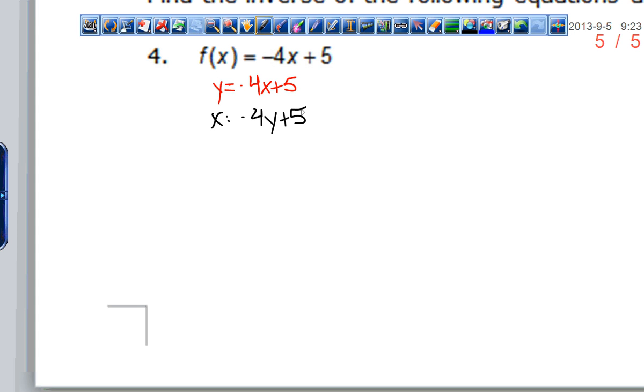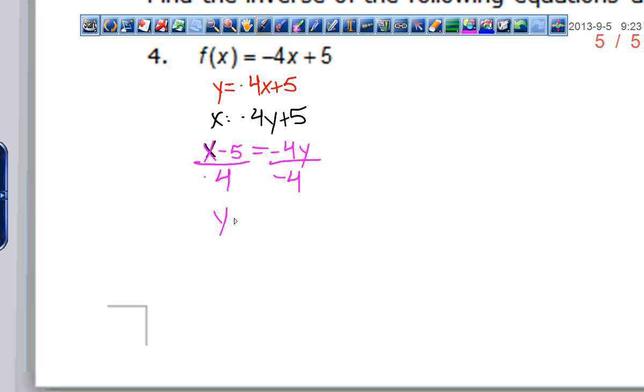I'm reviewing last night's homework. Solving for y now, so we're moving something, aren't we? Moving 5, yeah. So x minus 5 equals negative 4y. Divide by negative 4, right?